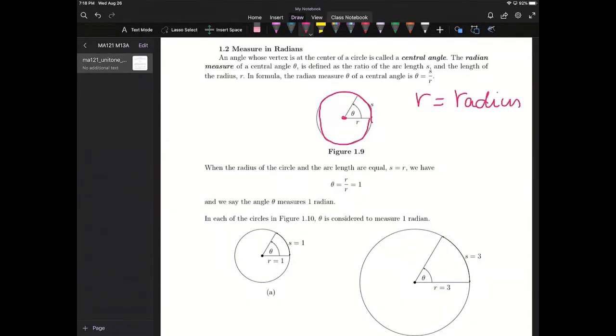Now, we have what's called a central angle. It's an angle with the vertex in the center of the circle, and then you have the initial side and the terminal side, as you see here. This is called a central angle. Depending on the measurement of that angle, the terminal side and the initial side of the angle cut a little piece of the circle, and that little piece is called an arc length.